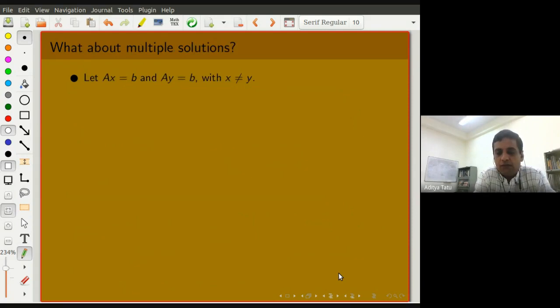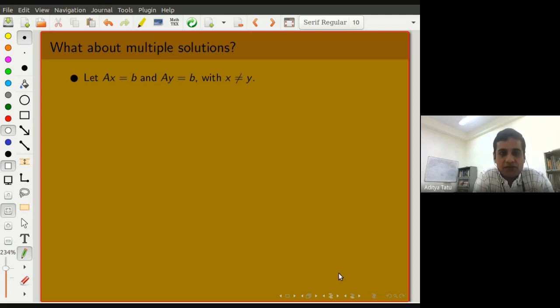So as of now, we have looked at this problem, that given Ax equal to b, we were worried about whether the solutions exist or not. Now, let us talk about multiple solutions. So if Ax equal to b is the linear system of equations we are trying to solve, let us say there are two solutions. Multiple means at least two. So x and y are two solutions of this system of equations, which basically means Ax equal to b and Ay equal to b. And since these two are different solutions, x is not equal to y.